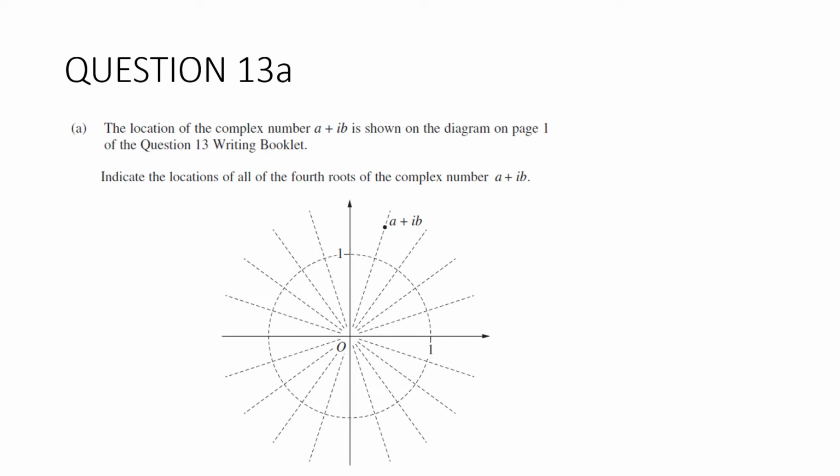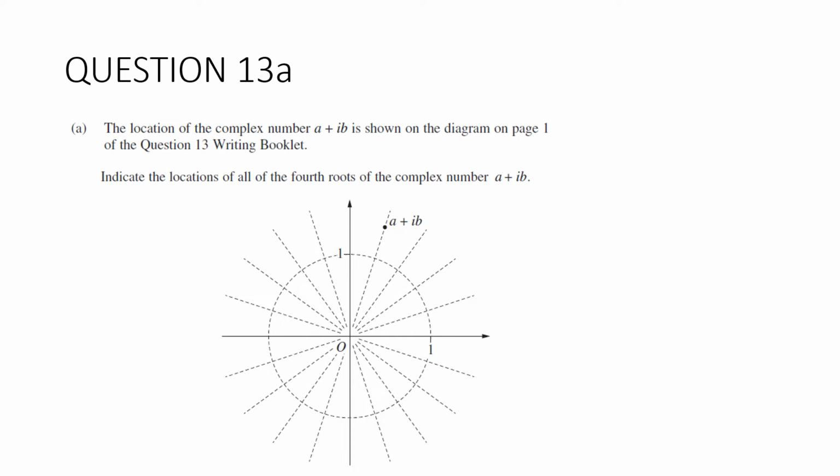And if we do the fourth root of 1.4, we get a number that is bigger than 1, but it's not quite at 1.4, so it's somewhere in here. And that's going to be the length of all of our fourth roots. They're going to be outside this circle. All right, then we're going to consider the argument. Now this angle here is 4/5 of 90, which is 72 degrees.